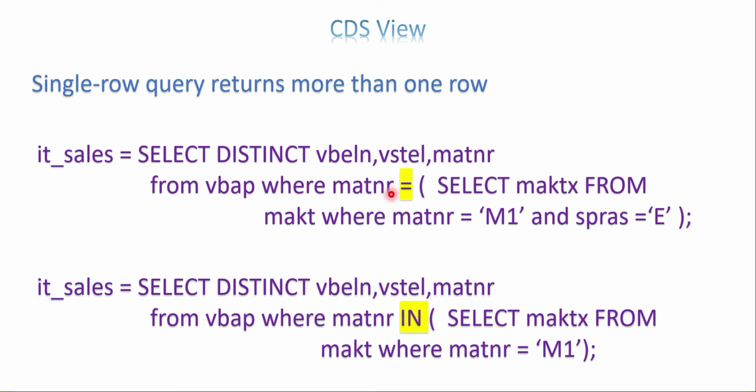Clear? So in the main query and subquery option, you have an option to say whether it's one, go with equal, or if I'm not sure, or it is multiple, then go with IN.